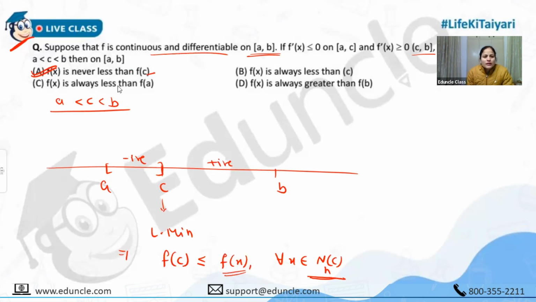We cannot say f of x is less than f at a, or f of x is greater than f at b. ये हम लोग नहीं बोल सकते हैं. But I can say that f of x is always greater than or equal to f at c. This is never going to be less than f at c. Clear है सभी को? ठीक है, आगे बढ़े. चलिए.